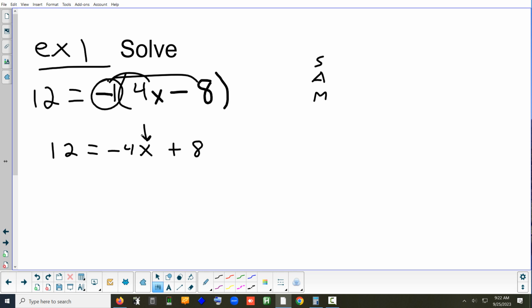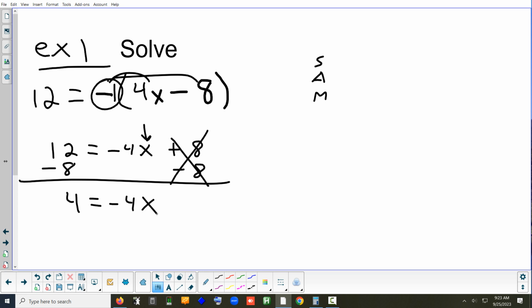Subtract positive 8 on both sides. Yep. So we're going to subtract 8 on both sides. Now, 8 minus 8 gives me? 0. So that's gone. 12 minus 8 gives me? 4. And what do I still have on the right-hand side? I still have the negative 4x. So that's adding and subtracting.